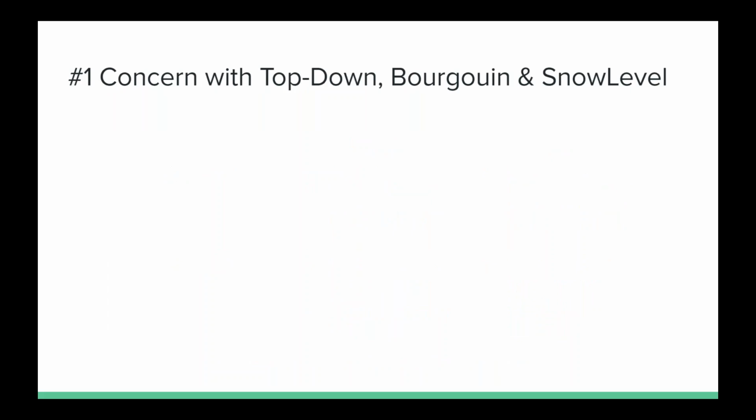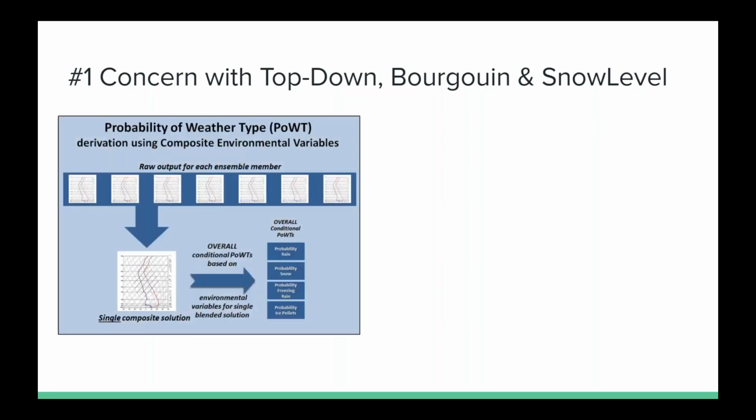The important part of all these three approaches that I've described thus far is that they are all essentially a deterministic approach, and this is the number one concern with them. So if you look at this from a graphic example here, whether you take SnowLevel, top-down, or Bourgouin, you're all basically taking all these soundings, and the data set, of course, varies, but you create essentially one single composite sounding, and you derive out probabilities of rain, snow, sleet, and freezing rain from that.